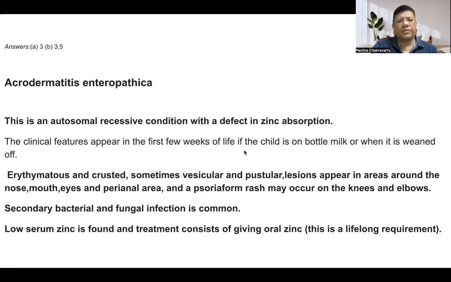It appears in the first few weeks of life, and if the child is on bottle milk or when it's weaned off, erythematous and crusted, sometimes vesicular and pustular lesions appear around the knees and around the nose, mouth, eyes. So basically more around the orifices: eyes, nose, mouth, ears, and you also get psoriasiform rash around the knees and elbows. That is why it gets confusing really. Secondary bacterial and fungal infection is also very common, and lowered serum zinc is found.